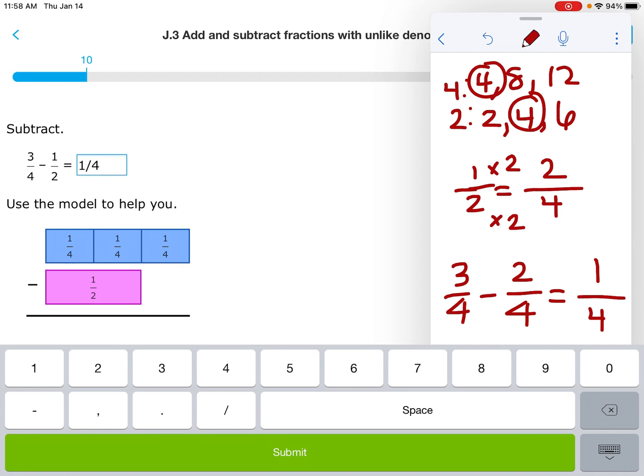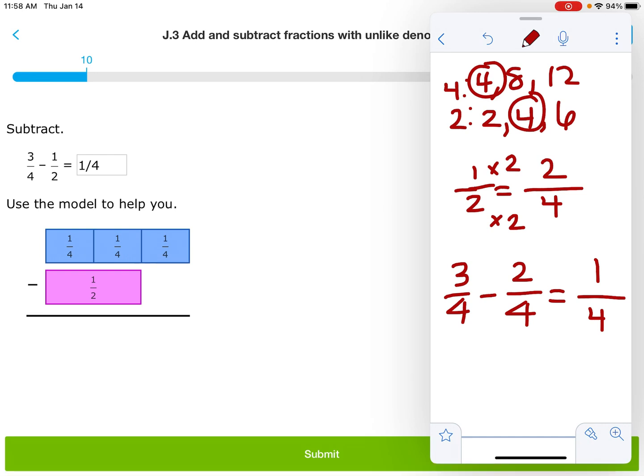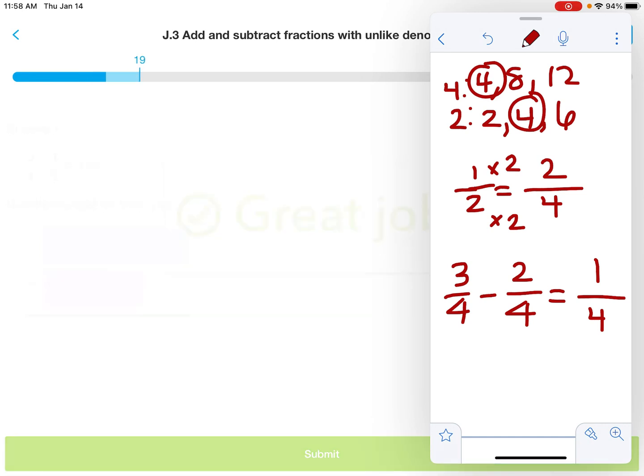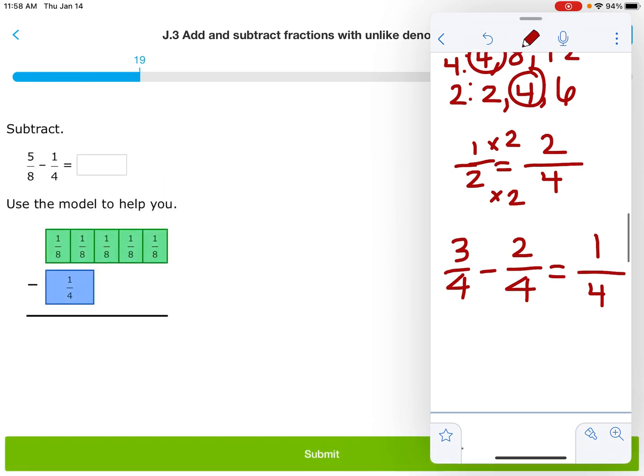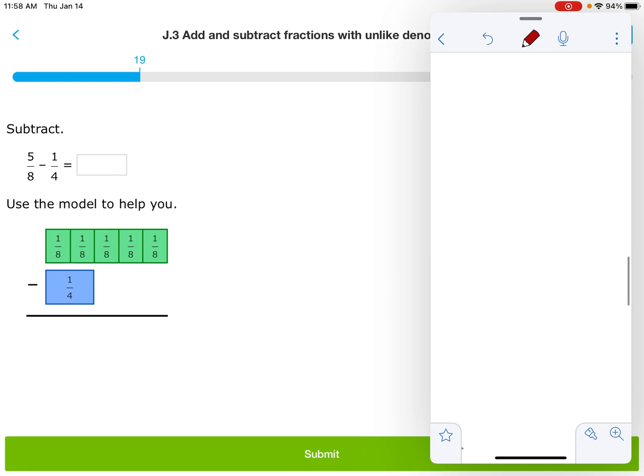And then if you look at the model, they break it up for you too. If you would color or take away that 1/2 from the 3/4, you would also get 1/4. Awesome. Let's do one more. This time we have 5/8 minus 1/4. The first thing that we need to do is we need to get common denominators. So we have 8 and we have 4.